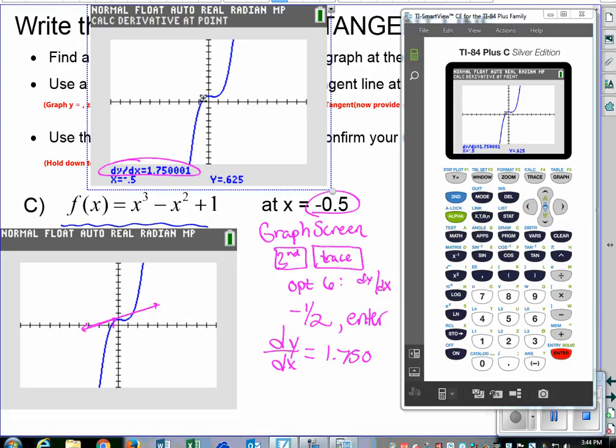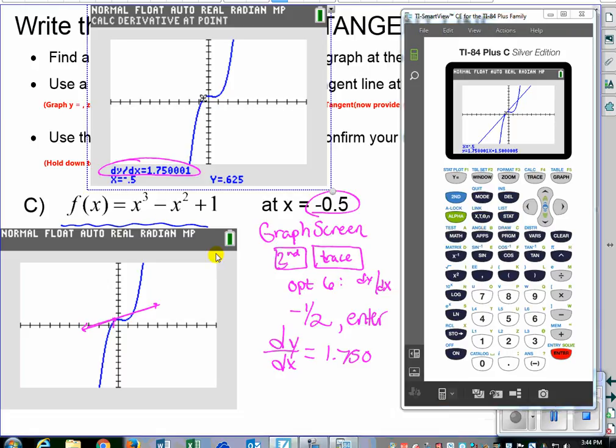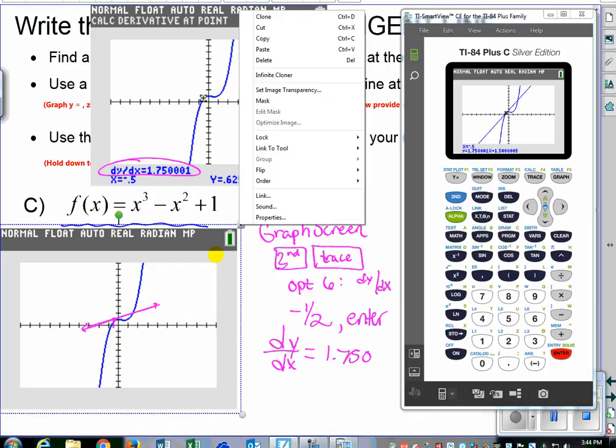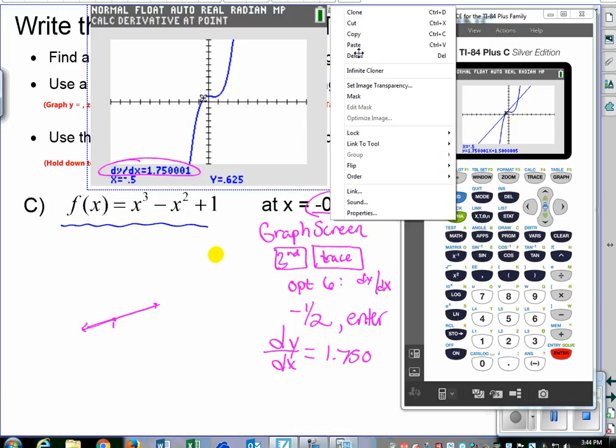If you want to see the calculator draw this, we can go into second program, which will give us the draw menu, and option 5 will do a tangent line. I want to do it at negative 0.5 and hit enter, and there is that tangent line that we were looking at. So the calculator really has some nice capabilities, and we will explore more of those as we go through this year in calculus.